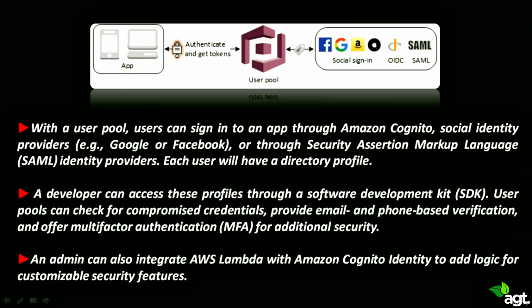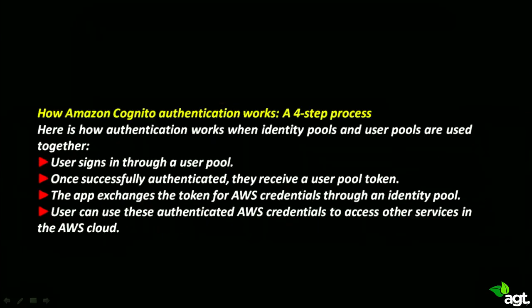An admin can also integrate AWS Lambda with Amazon Cognito Identity to add logic for customizable security features. And if an organization needs to provide users with access to AWS resources, they can configure an identity pool. Identity pools are federated identities that support authentication through user pools and federated identity providers.